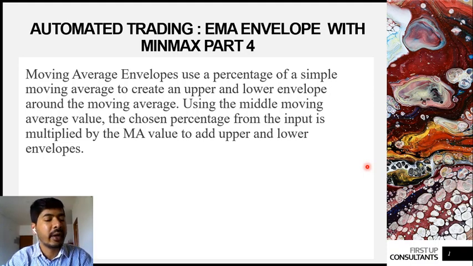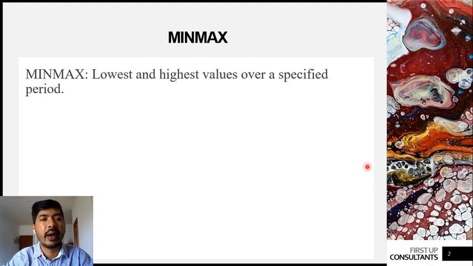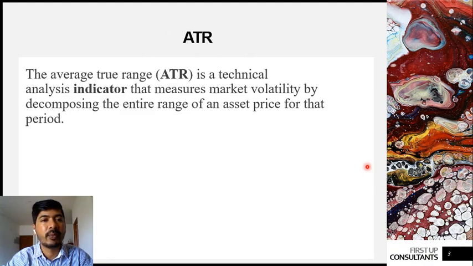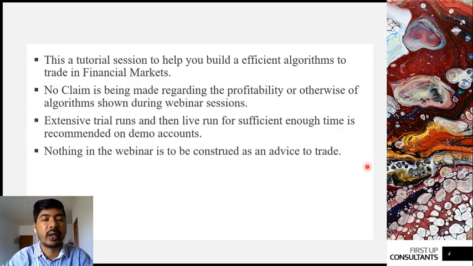Myself, Vaibhav. In today's session of automated trading, we are continuing to work with the EMA envelope with the min-max and the ATR. This is the fourth part of the ongoing series. I hope you are well familiar with the EMA envelope's technicalities now. And the min-max, it's pretty simple. The ATR, average true range, is used to measure the volatility.